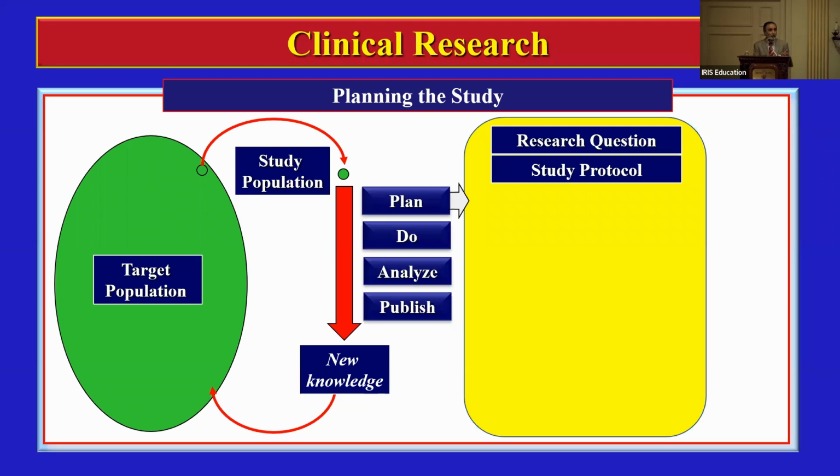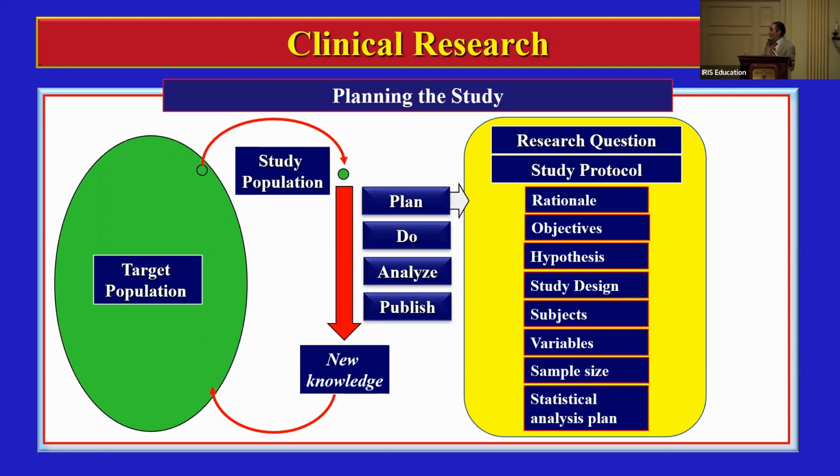Once you have your research question, you're going to start working on the study protocol. The study protocol has different components, and most of the time in research, we work from an outline. We are giving you here the outline of the full process of clinical research. In the protocol, there is going to be a rationale, objectives, hypothesis, site design, what subjects you're going to study, what variables you're going to collect, how many patients I need, and what my statistical plan is. Then you start developing your protocol.